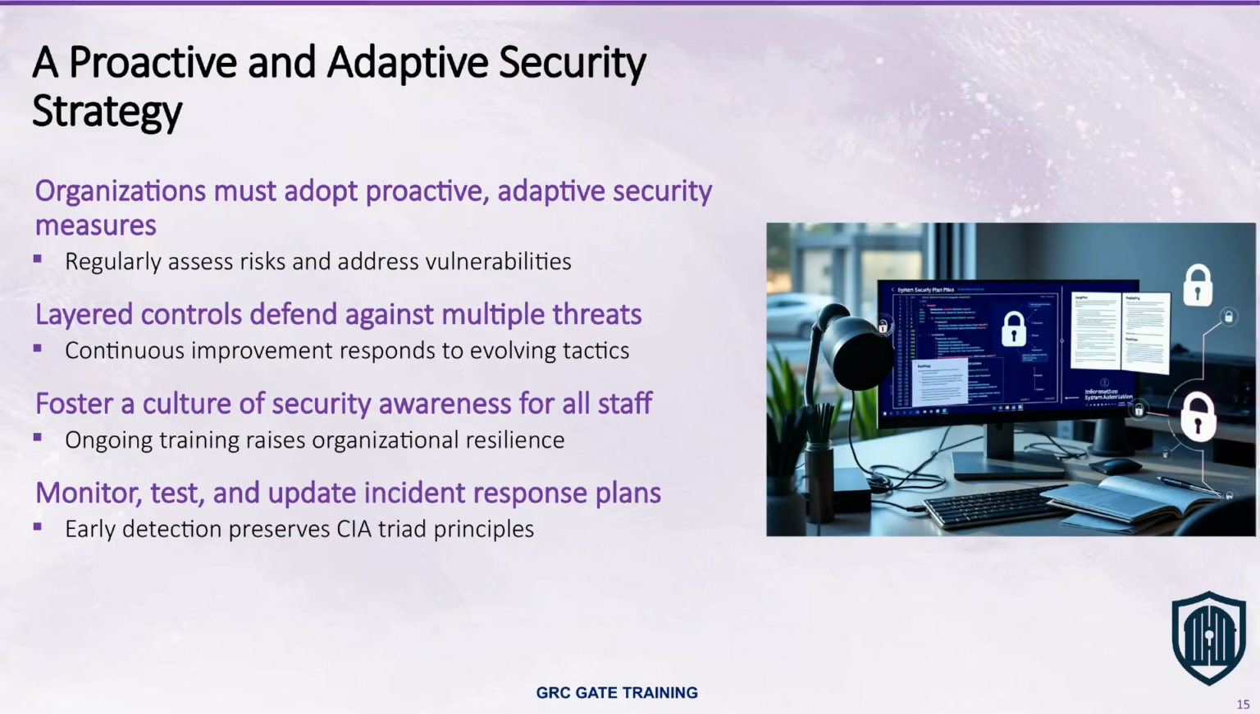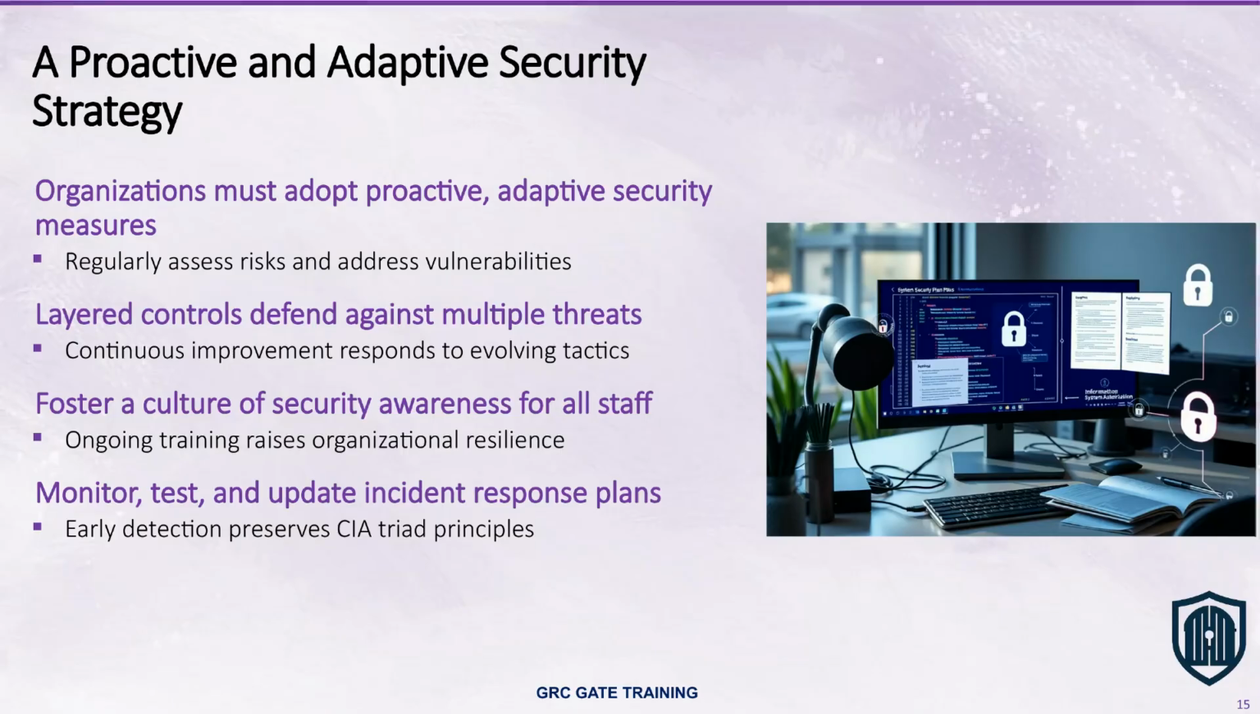To overcome these challenges, organizations must adopt a proactive and adaptive security strategy. This involves conducting regular risk assessments to identify vulnerabilities, implementing layered controls to address multiple threat vectors, and fostering a culture of security awareness throughout the organization.